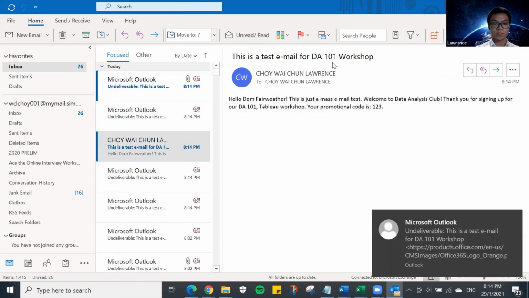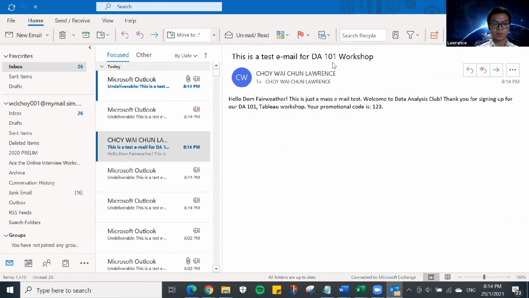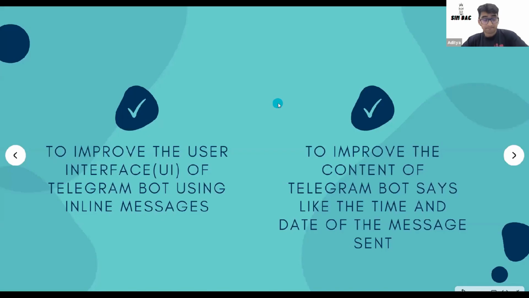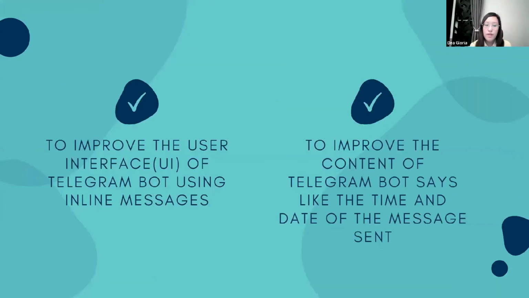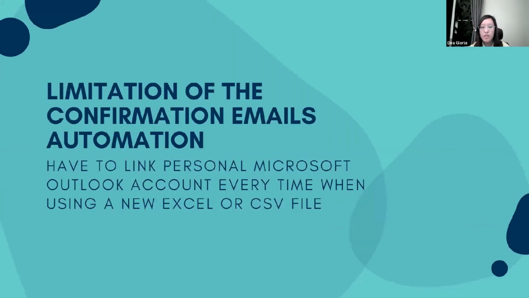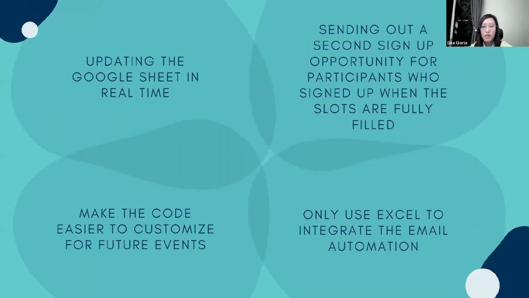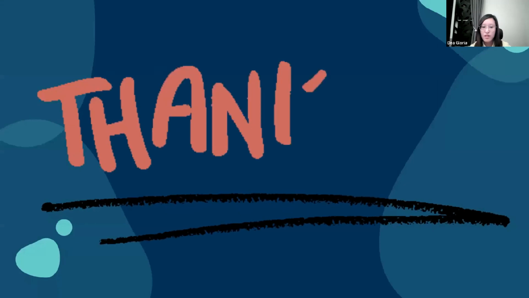Now I'll pass my time to Chishan to talk more about our challenges, limitations, and future. Chishan, please. The challenges that we have managed to overcome: we improved the user interface of the Telegram bot using inline messages and improved the content of the Telegram bot. For the limitations, we have to link a personal Microsoft account, which is a bit tedious. These are the possible improvements that we can make in the future. Okay, that's all. Thank you very much.